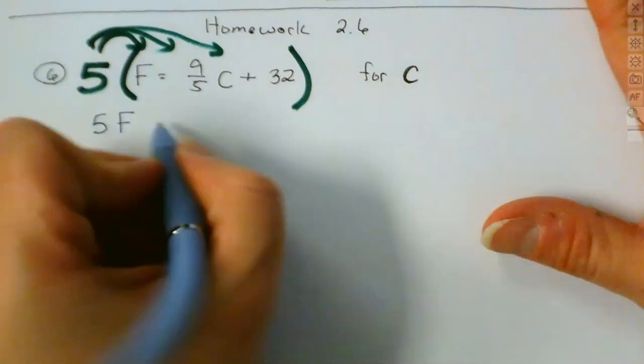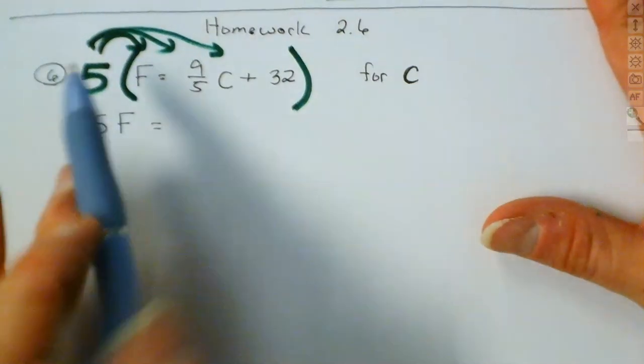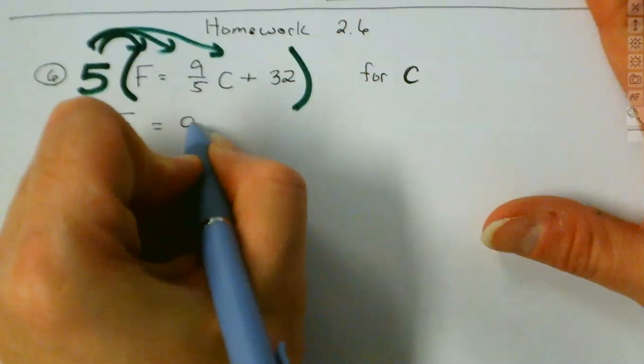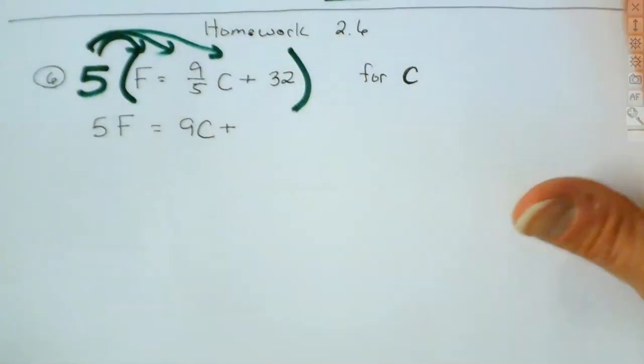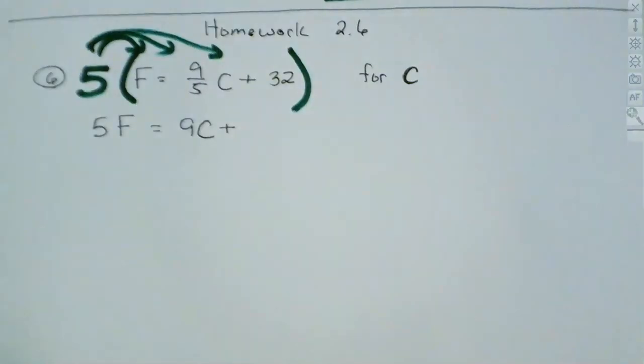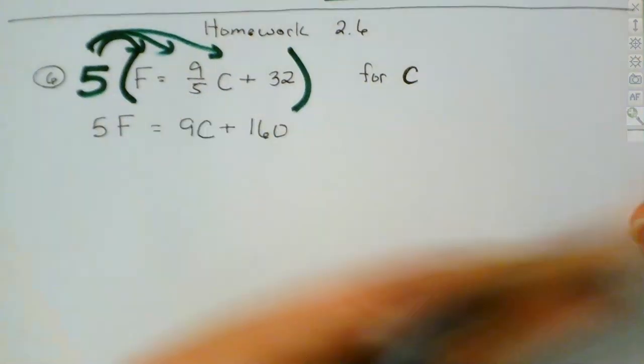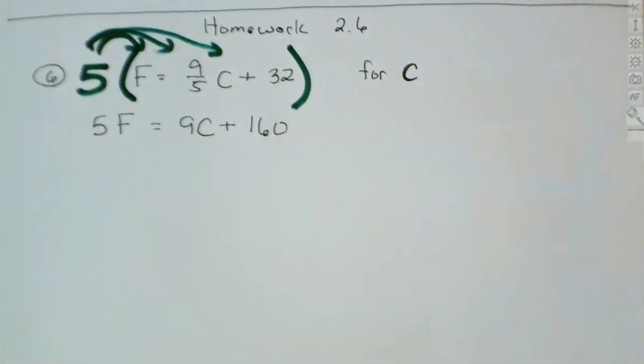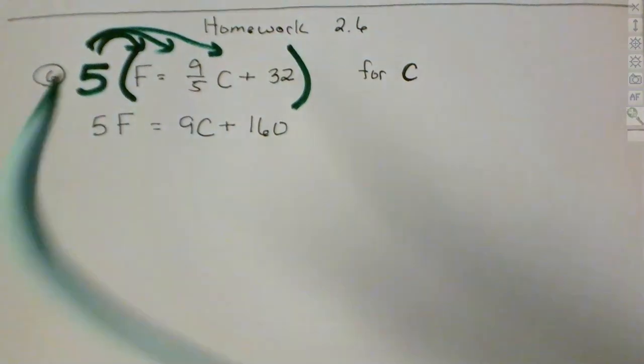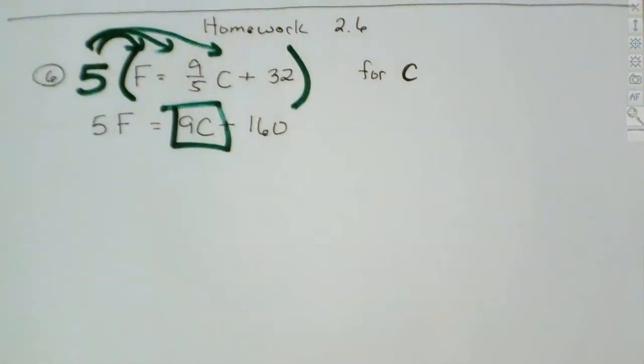That leaves me with 5F equals, those cancel, 9C, and then we've got 32 times 5, and 32 times my 5 is my 160. Now, what variable are we trying to find? C. So, here it is, 9C, right there.